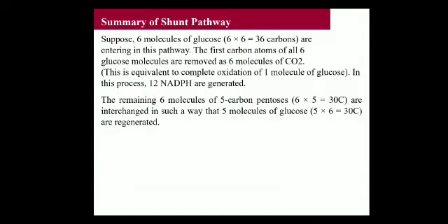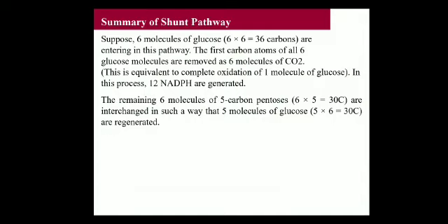The whole summary of this shunt pathway is that 6 molecules of glucose are entering this pathway. Suppose you take an example of 6 molecules of glucose, the first carbon atoms of all the 6 glucose molecules are removed as 6 molecules of carbon dioxide. This is equivalent to oxidation of 1 molecule of glucose, isn't it? From all the 6, one carbon atom is removed. Finally, 6 carbon atoms are liberated as carbon dioxide. That means 1 molecule of glucose is oxidized.